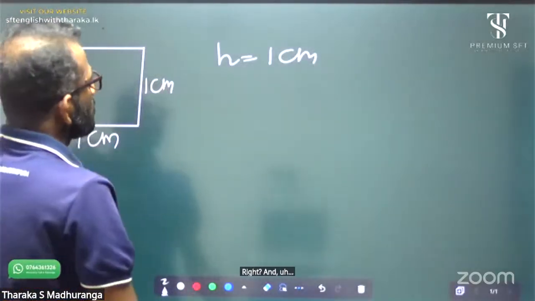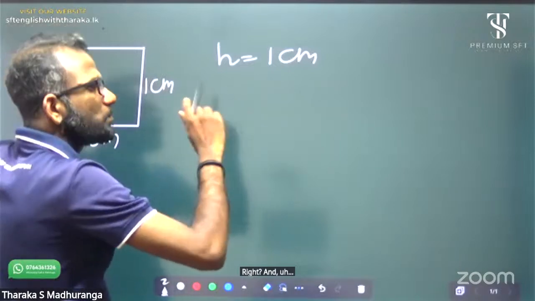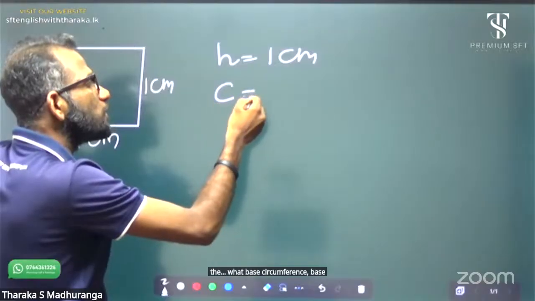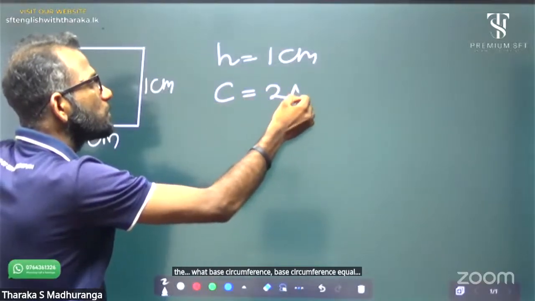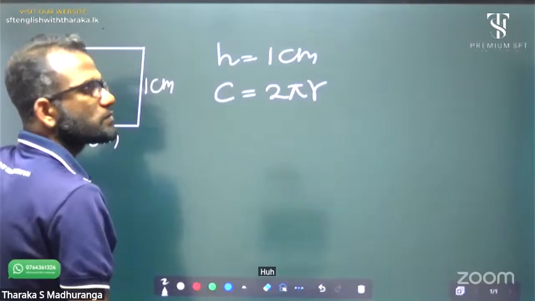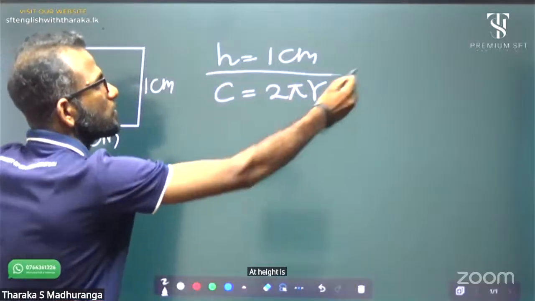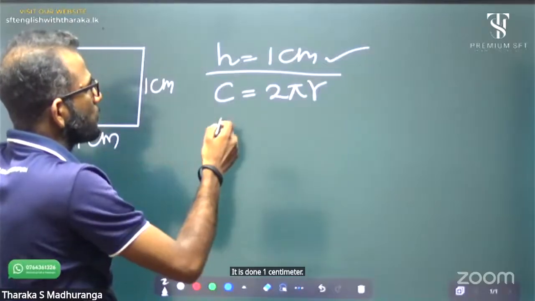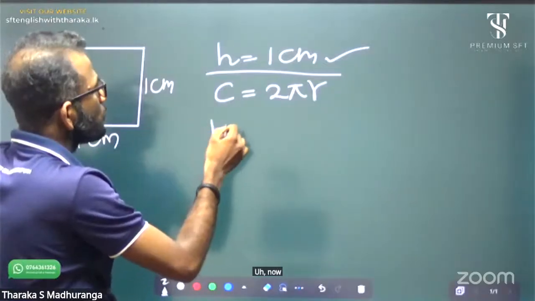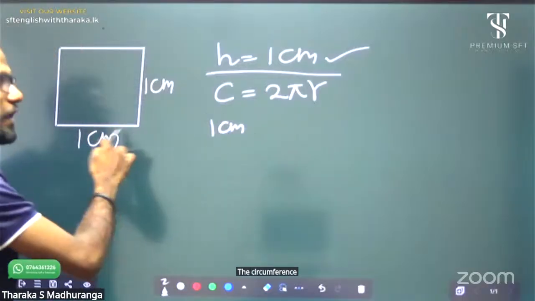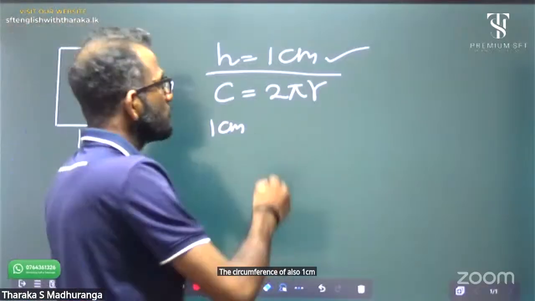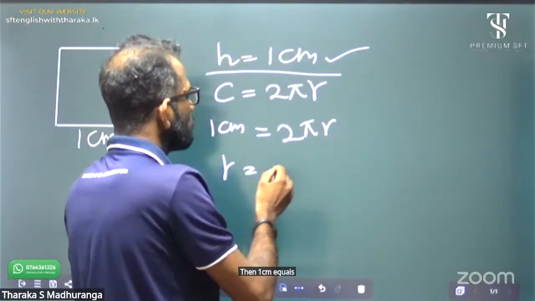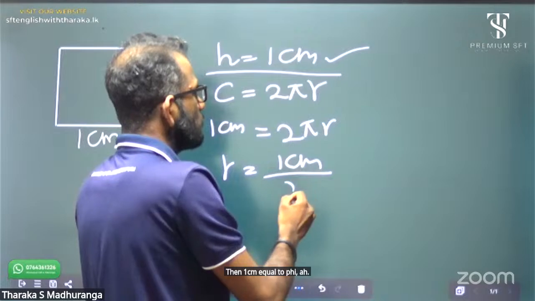And the base circumference equals 2πr. Right, height is done, 1 centimeter. Now the circumference is also 1 centimeter because of this length, no? Then 1 centimeter equals 2πr. Then radius equals 1 centimeter over 2π.